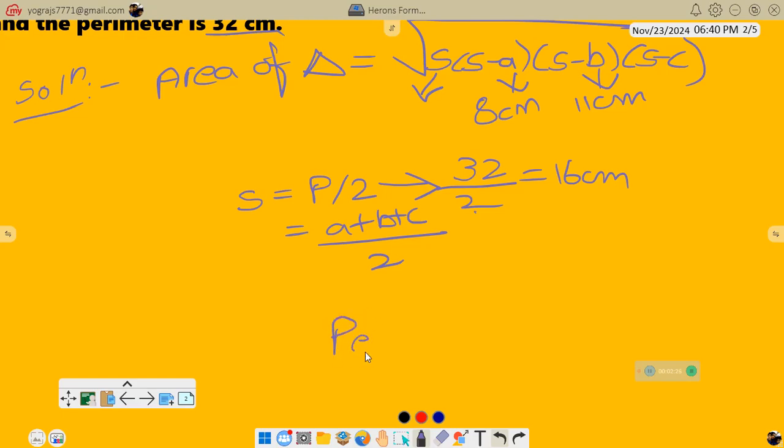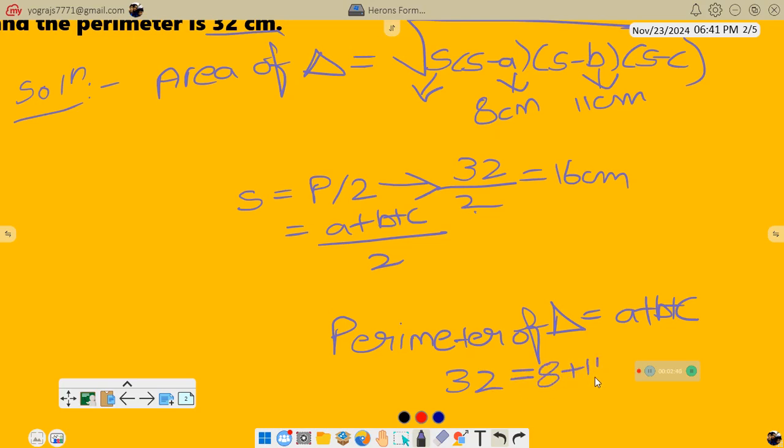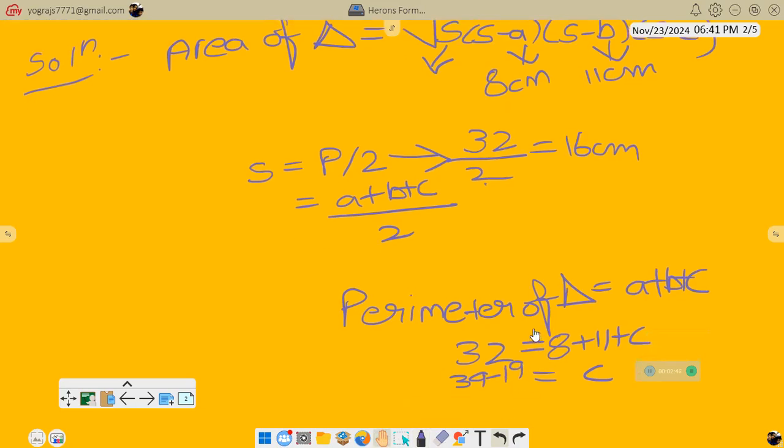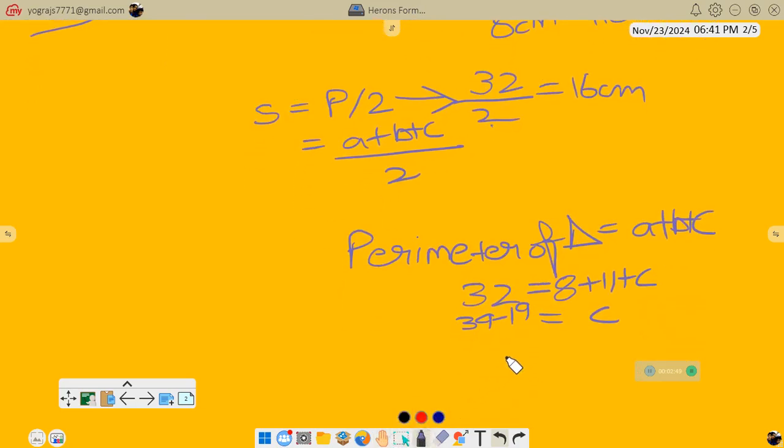Now the perimeter of a triangle equals A plus B plus C, which is 32 equals 8 plus 11 plus C. C equals 32 minus 19. Now C equals 13 centimeter. We found the third side.